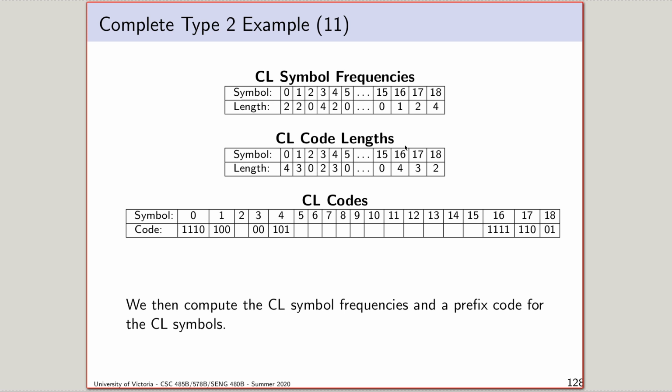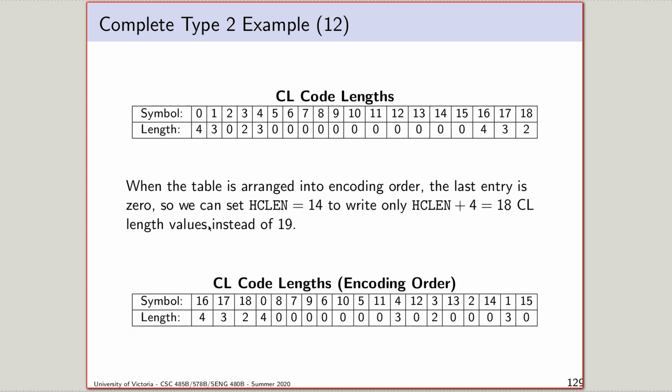So we'll notice, for example, that 0 didn't appear as often as 3, so quite predictably 0 got a longer encoding than 3 did. Interestingly, 0 did occur the same number of times as 1, but just bad luck, it turns out that 0 ended up with a longer encoding than 1. So I have a prefix code for my CL symbols, and now I store the prefix code in the header of the file. So I set hclen to be 14 because I noticed that once I permute the table into encoding order, I have a 0 at the end, so I don't have to encode all 19 things. I can suffice to encode only 18 things. So I set hclen to be 14 because hclen plus 4 then equals 18.